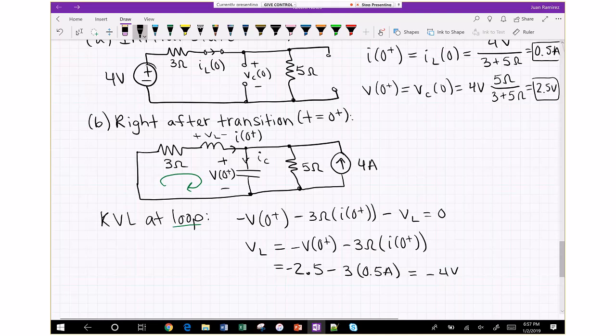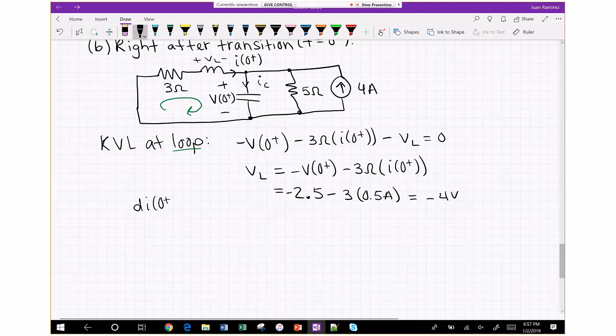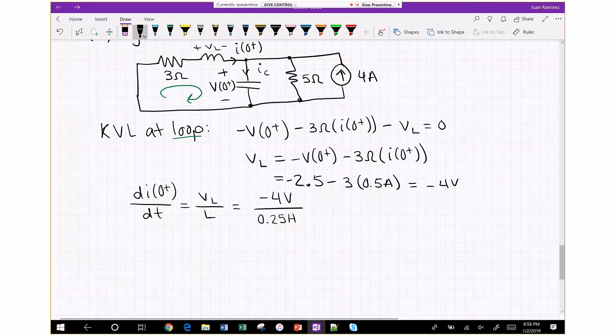And then you can say diL/dt right after the transition is equal to VL over L, which is equal to negative 4 volts over the inductance, which we said was 0.25. And that will give us negative 16 amps per second.